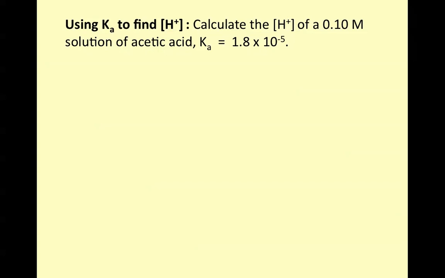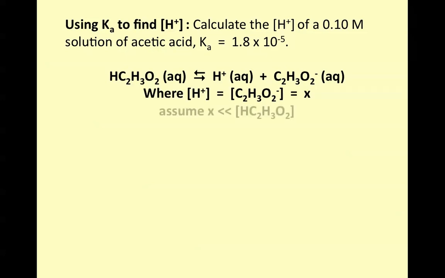Now, using Ka, we want to now find the concentration of the hydrogen ions. So calculate the protons of a 0.1 molar solution of acetic acid, and here we're given the Ka value. So we first have to just look at and analyze the formula of this acid. Okay, here we have the acetic acid breaking up into protons and the acetate ion.